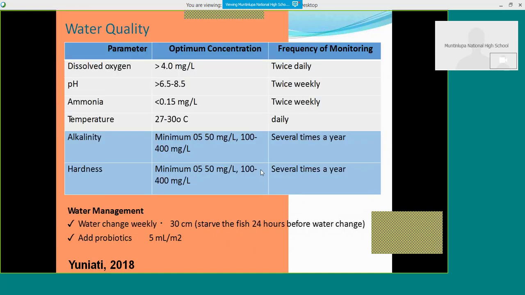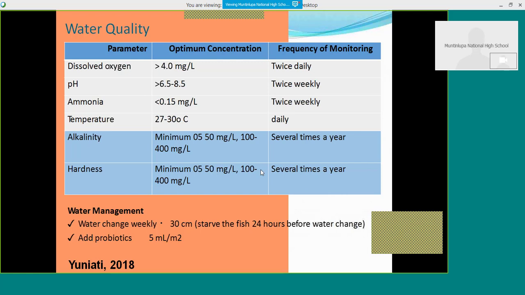Water quality. The parameters are dissolved oxygen. The optimum concentration should be greater than 4.0 milligrams per liter, and it should be monitored twice daily. For the pH, it should be 6.5 to 8.5, and it should be monitored twice weekly. For the ammonia content, you have less than 0.15 milligrams per liter. That's the optimum concentration and should be monitored twice weekly. For the temperature, the optimum concentration should be 27 to 30 degrees Celsius, and it should be monitored daily.